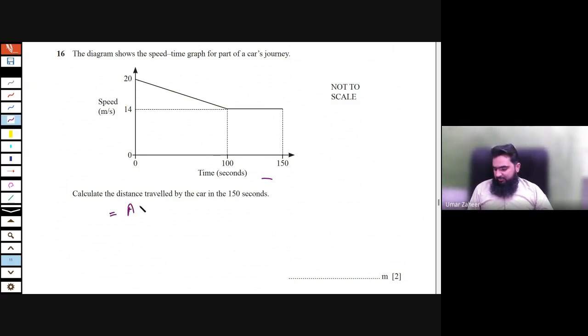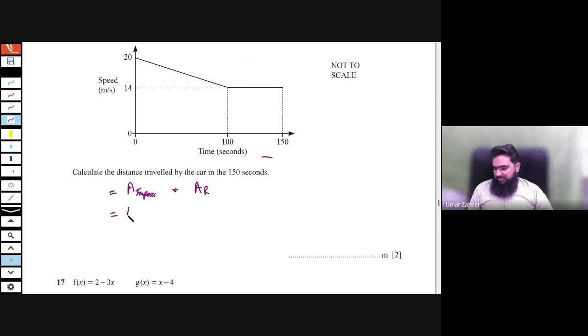The area of trapezium plus the area of rectangle. The area of trapezium is 1 by 2 sum of parallel sides into height. The area of rectangle is length into width. 1 by 2, the sum of parallel sides are 20 plus 14, and the height is 100.